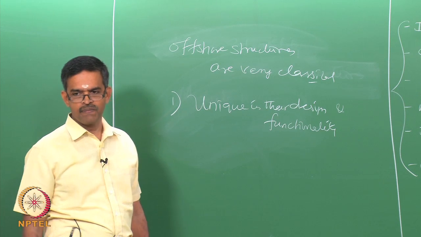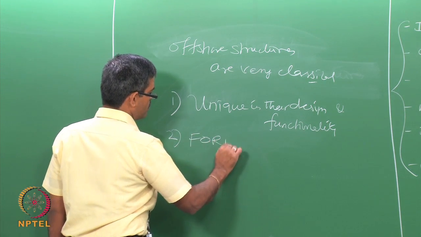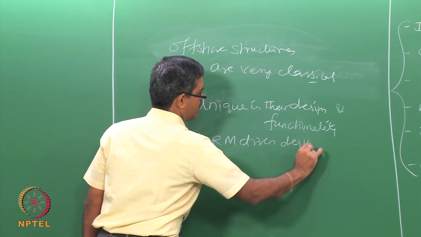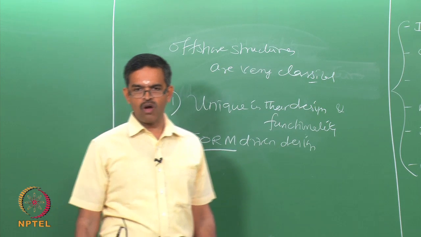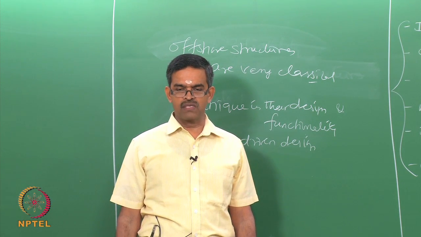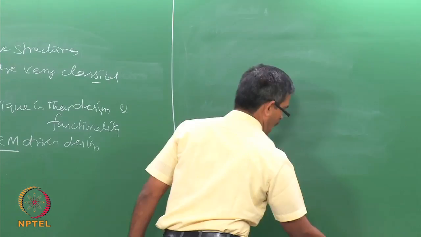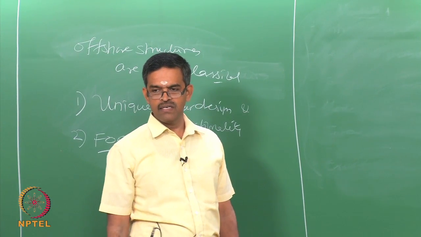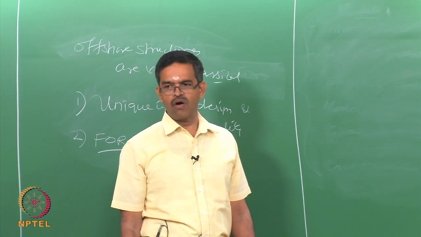well. Most importantly, they are form driven design. What do you understand by a form driven design? The geometric form of the system commands the design. For example, I will quickly draw a line diagram of a jacket structure and a tension leg platform. Both are typical offshore structures.